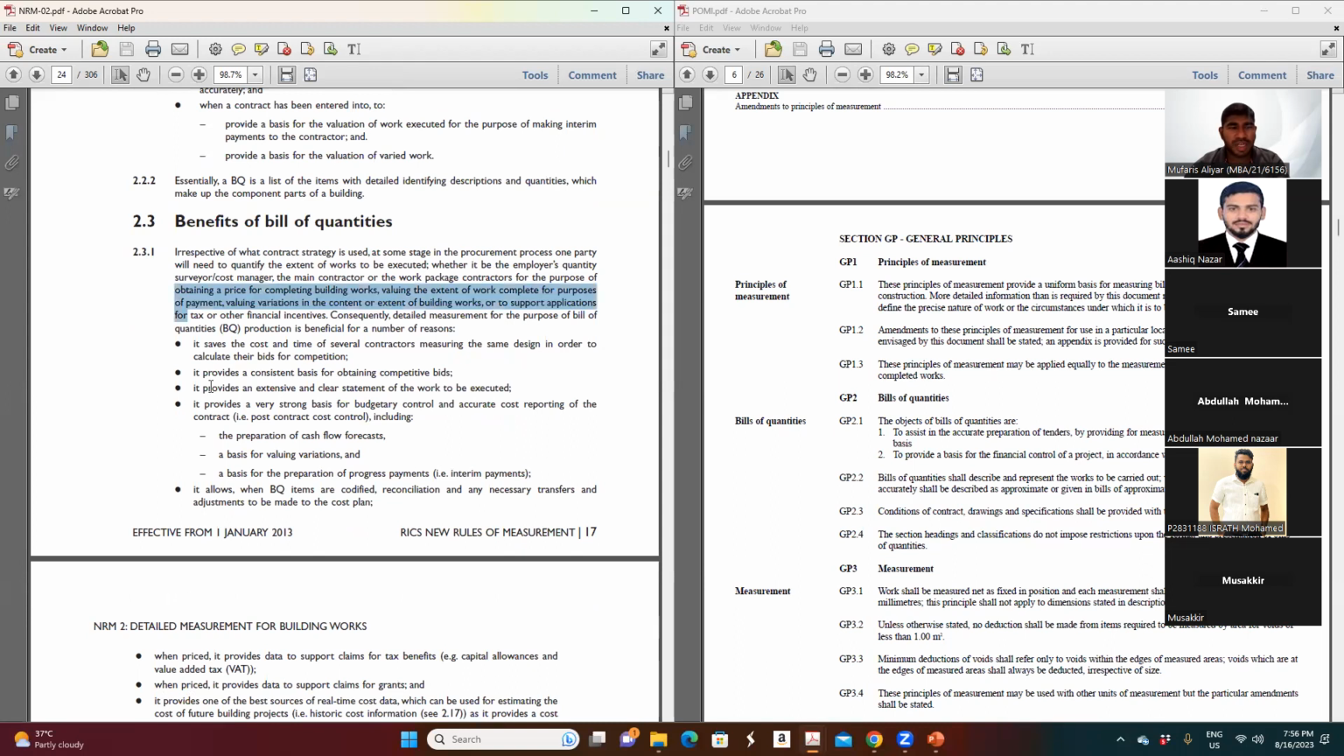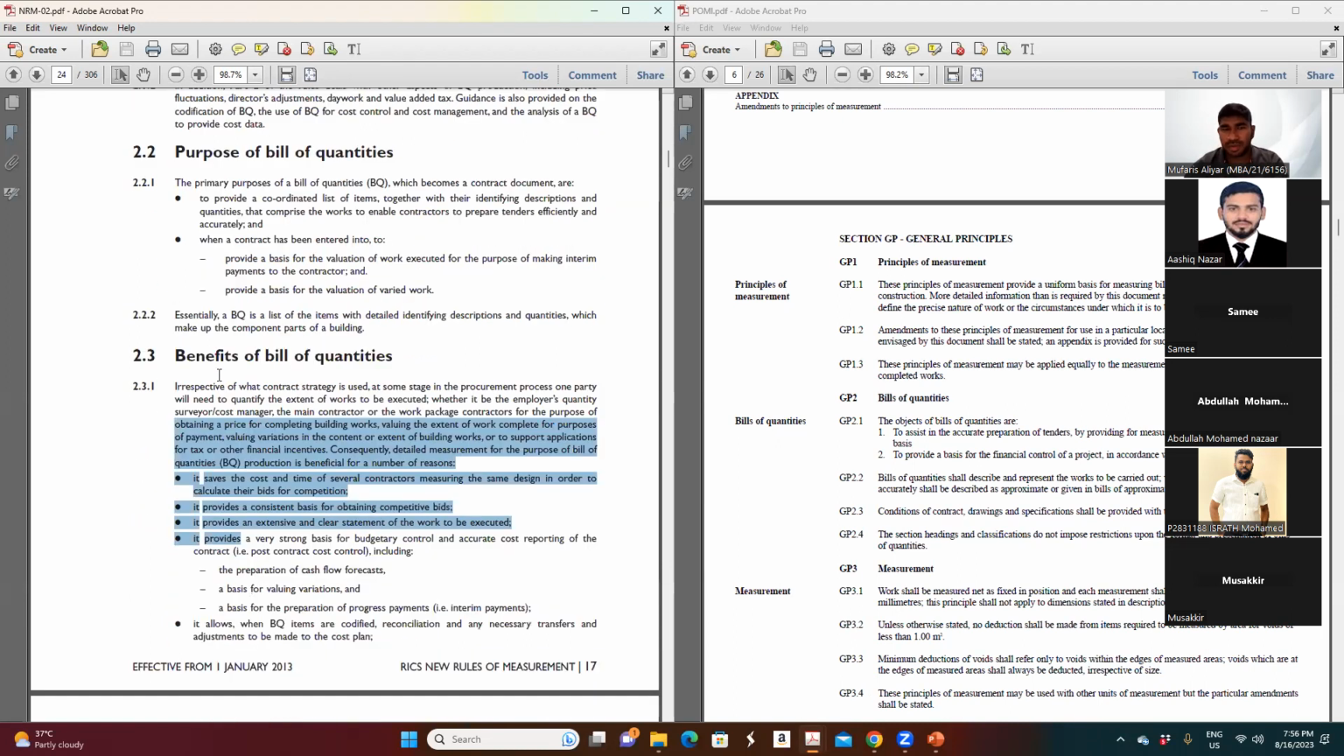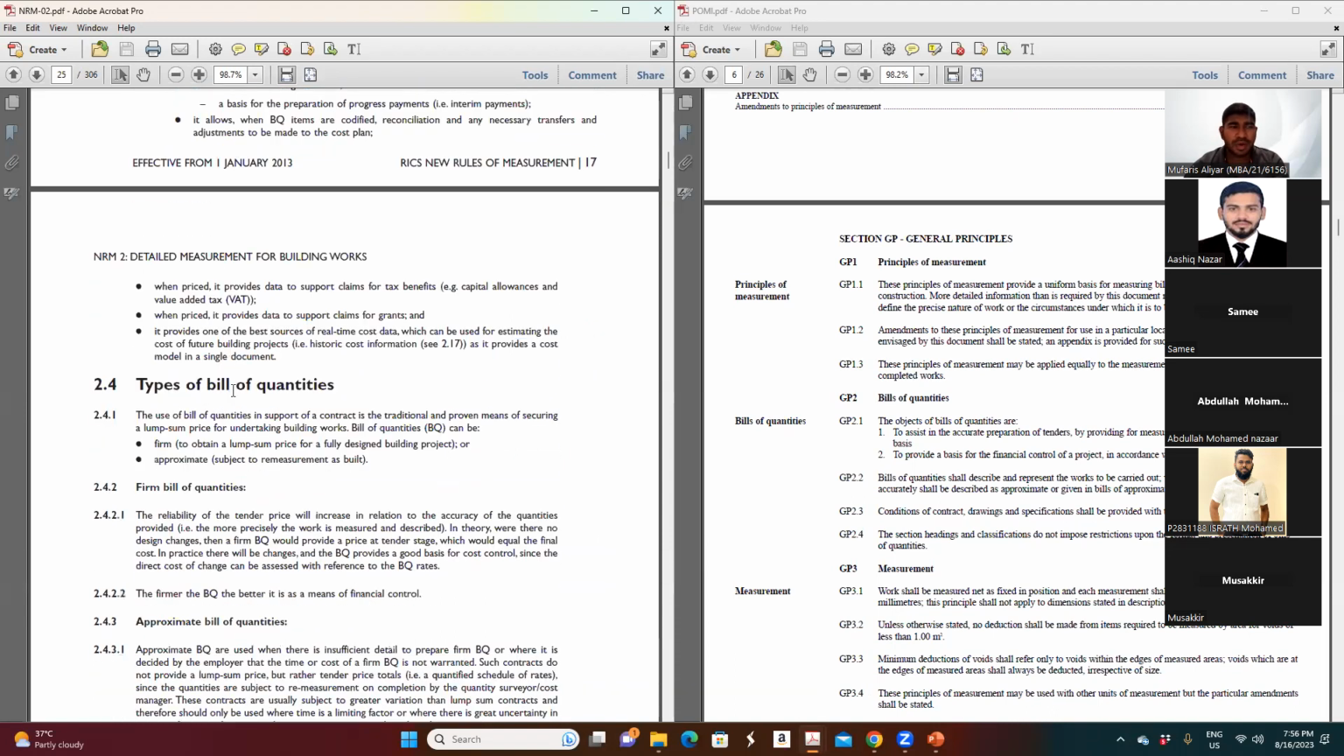Benefit of the bill of quantities. What benefit? That is different. Purposes mean what it's serving, how it's helping you. Benefit means what is the advantage you are getting from the BOQ. So read and understand. Okay, interesting here is types of bill of quantities. They said the use of bill of quantities in support of the contractor is the traditional and proven means to secure the lump sum price for undertaking the building, and bill of quantities can be fixed, firm, okay, which means we said lump sum contract, fixed price, fixed contract.